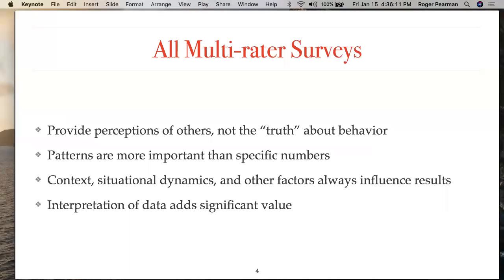Multi-rater surveys hopefully provide perceptions that others have of behavior. They're not the absolute truth. They give us patterns, which are more important than specific numbers. Well-designed multi-raters provide you multiple ways of looking at patterns of data. We feel it's important to pay attention to the context that may be occurring when dealing with multi-rater data, as well as making sure that we interpret the data in the most meaningful way.